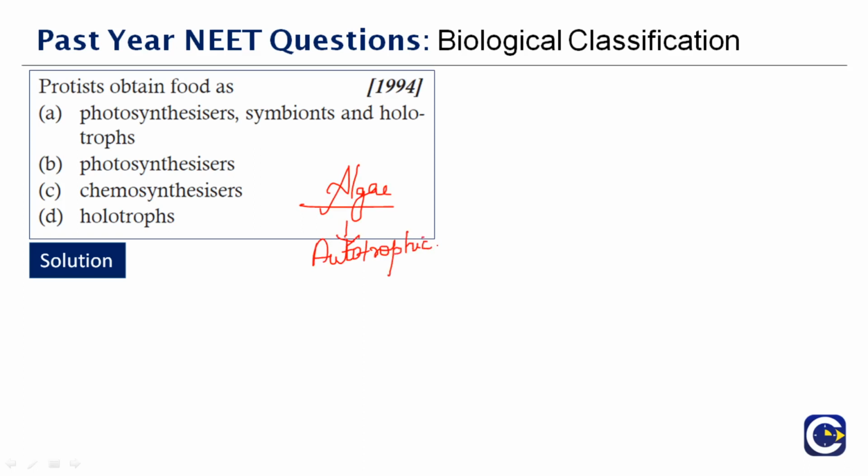What is the meaning of autotrophic? They can synthesize their own food. They're not dependent on any source. Here, protists obtain food through photosynthesis, symbionts, and halotrophs. The correct answer to this question is option A.